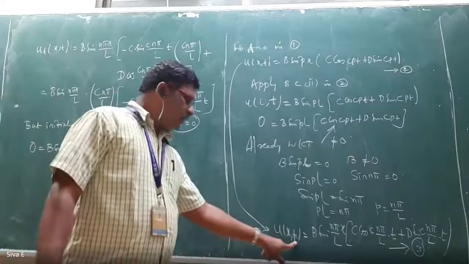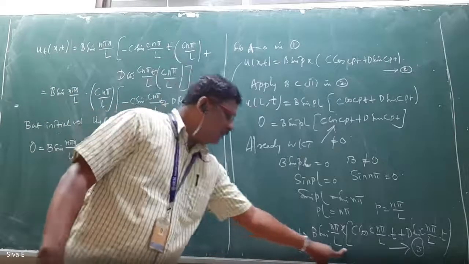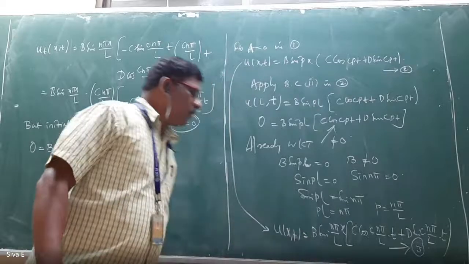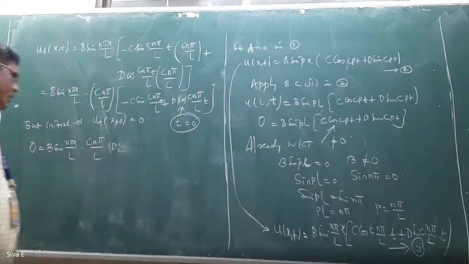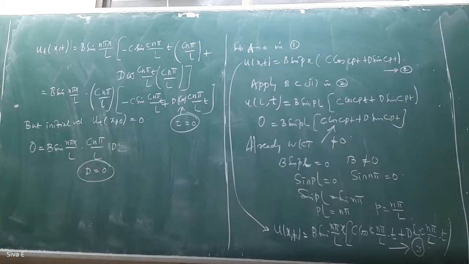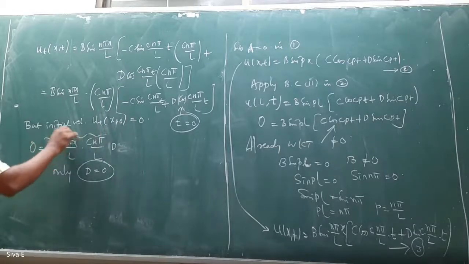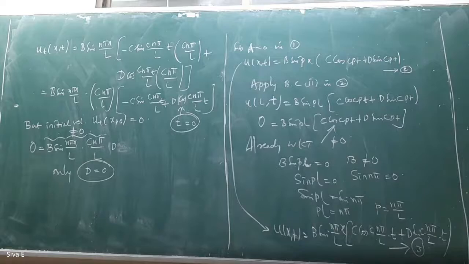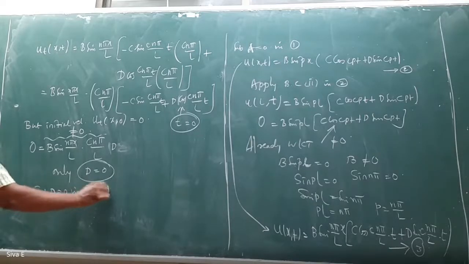So u of x comma t is there, but the whole thing will not be equal to 0. Therefore, only one possibility is there: only d will be equal to 0. All the other things are not equal to 0. If we take d equal to 0, the equation 3 becomes, substituting d equal to 0 in equation 3.